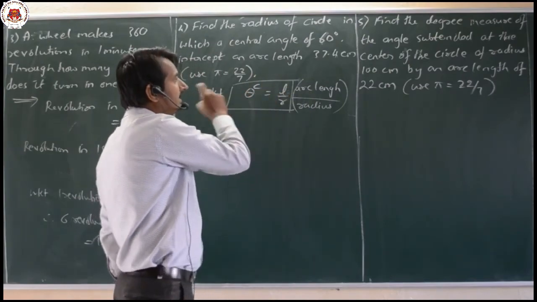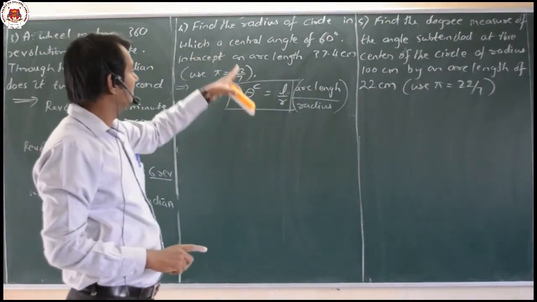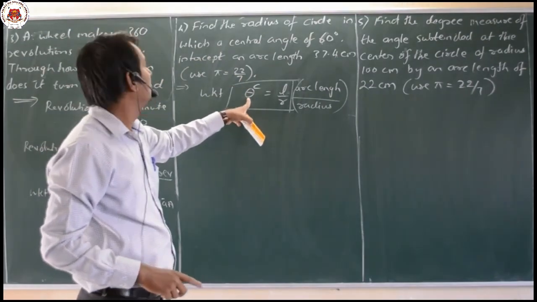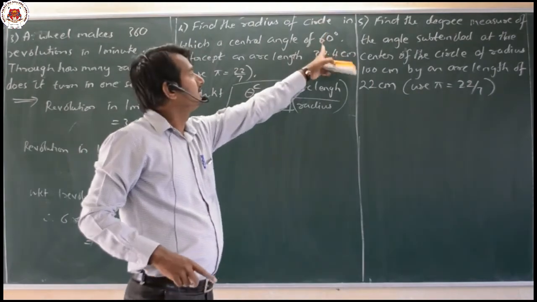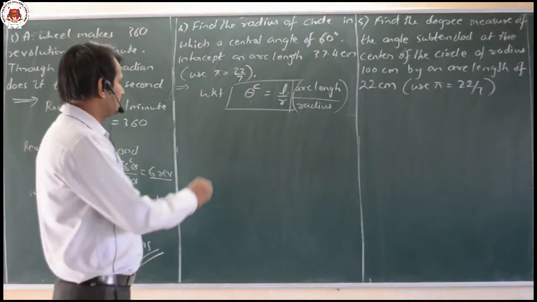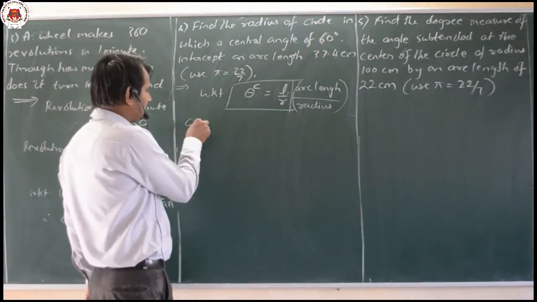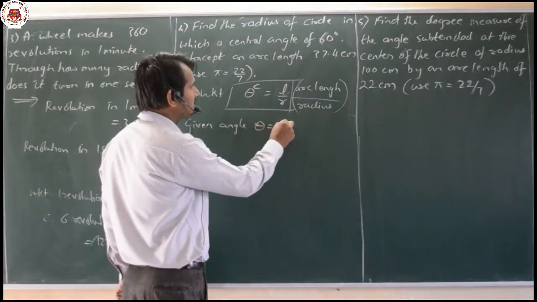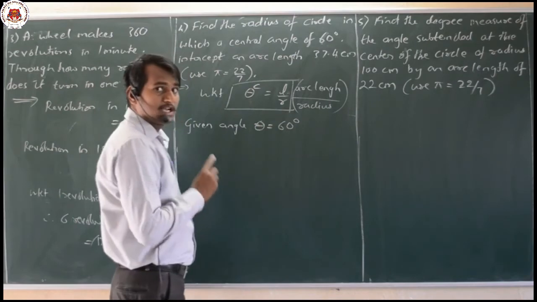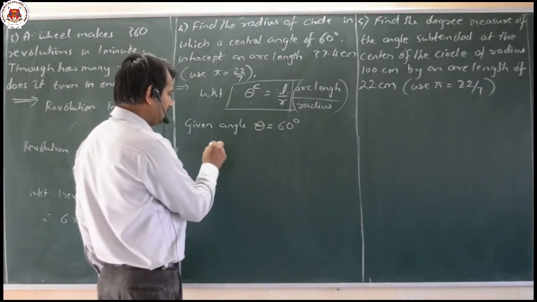Theta is also given. What is theta here? In terms of radians it is the formula, but they have given it in terms of degrees. So given angle theta is equal to 60 degrees. Now we have to convert it into radians.